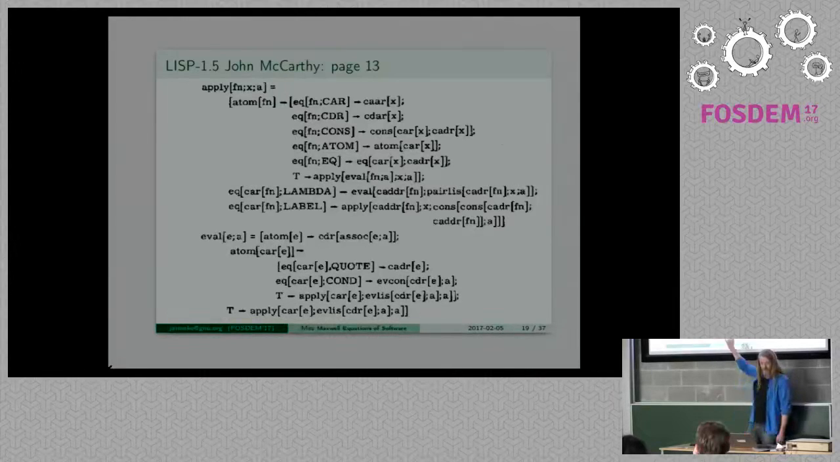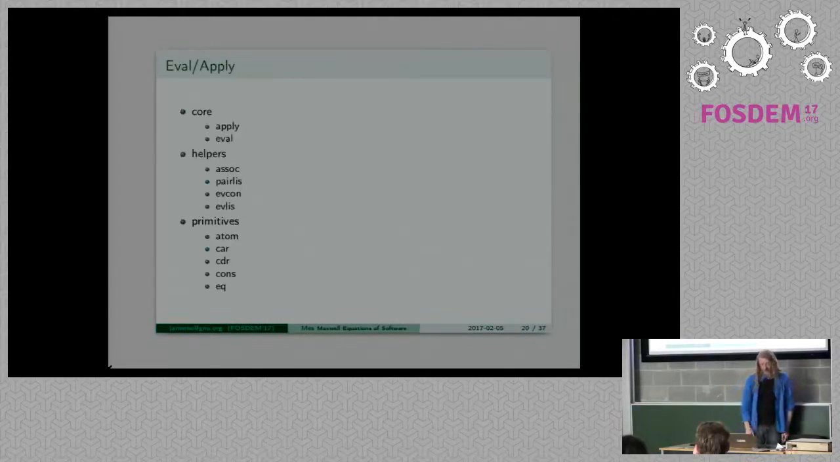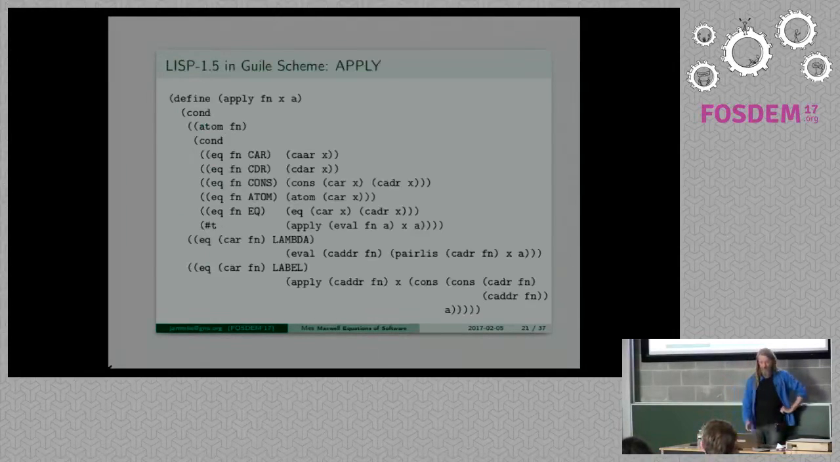And so you have some primitive functions: car, cdr, cons, atom. It's very simple, but it's not hard to imagine adding a built-in or primitive function and extending this guy with C functions or something like that. So you have eval and apply in the core, and then you have some helpers which are not really interesting. Well, they're interesting, but not that interesting: assoc, pairlis, evcon, and you have the primitives atom, car, cdr, cons, and eq.